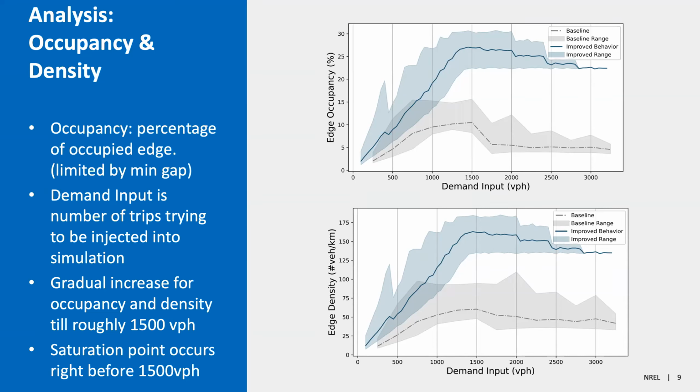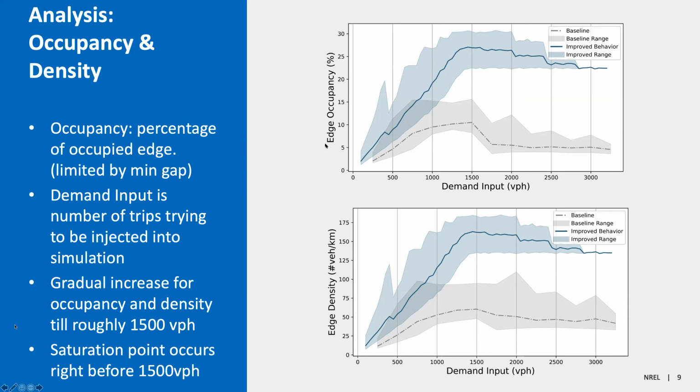On the top right, we see the edge occupancy. This is in a percentage. Just something to note here is that this is limited by your minimum gap. Depending on what your min gap is, that'll tell you how close it gets to 100%. In these scenarios, we just used the default min gap.